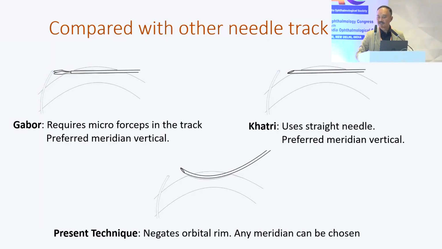So we can compare the needle track fixation. Even Yamane and Gabor has also, not Yamane, actually Gabor and Khatri, they use a needle track technique. Gabor uses a forceps, Khatri uses a straight needle. But in our technique, we used a curved needle, because of which it can negate the orbital rim and we can choose any meridian for IOL orientation.